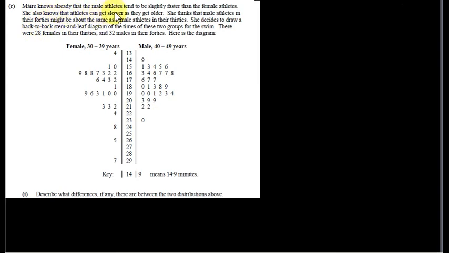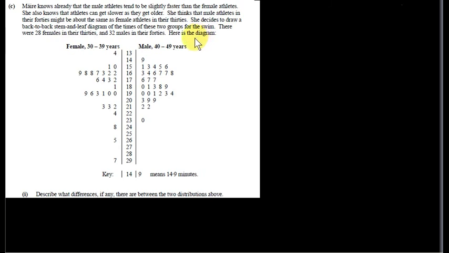Maura knows already that the male athletes tend to be slightly faster than the female athletes. She also knows that athletes can get slower as they get older. She thinks that male athletes in their 40s might be about the same as female athletes in their 30s. She decides to draw a back-to-back stem and leaf diagram of the times of these two groups for the swim. There were 28 females in their 30s and 32 males in their 40s.